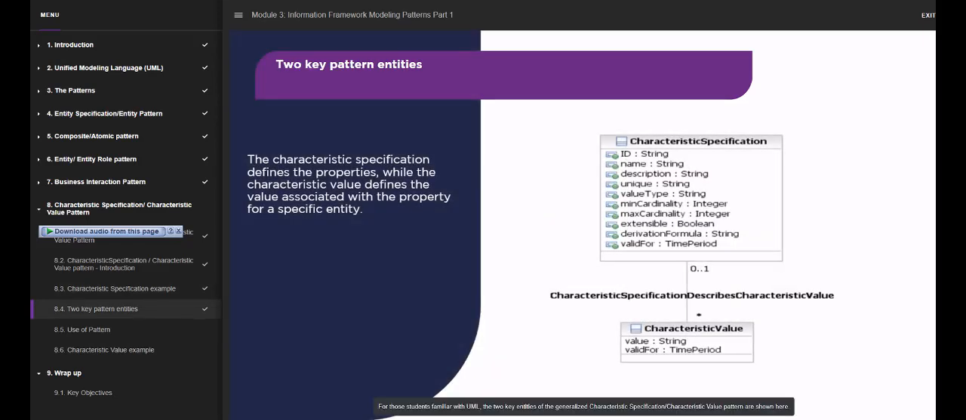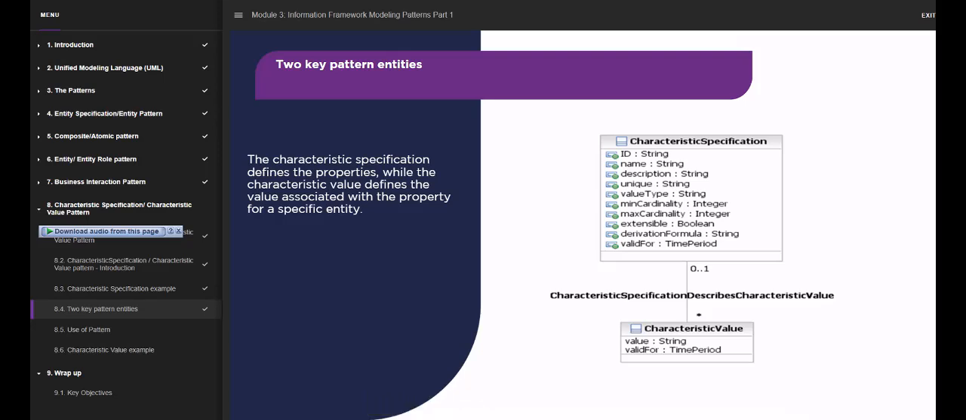For those students familiar with UML, the two key entities of the generalized characteristic specification characteristic value pattern are shown here. The characteristic specification defines the properties, while the characteristic value defines the value associated with the property for a specific entity. For example, the viewing date for a particular video. Like the business interaction pattern, this pattern is an entire ABE that can be reused when requirements imply its use.